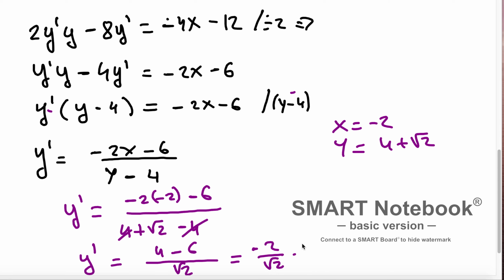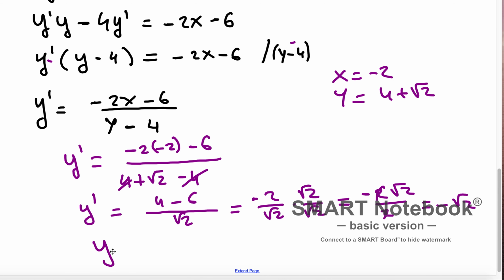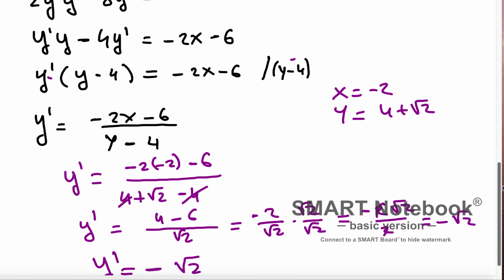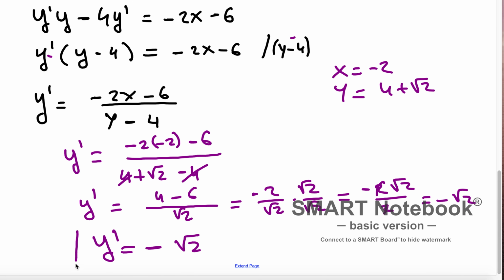Now I'm going to rationalize. Minus 2 times square root of 2, divided by square root of 2 times square root of 2, which is 2. The 2 with the 2 cancels, and we get minus square root of 2. So the slope is negative square root of 2. We already found the slope. This is the result.